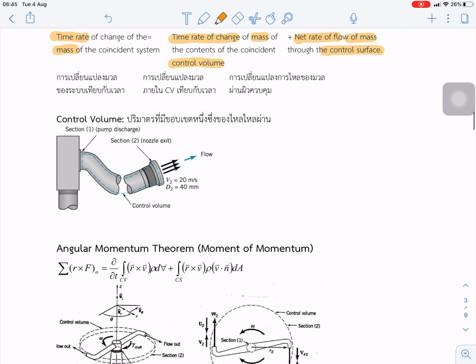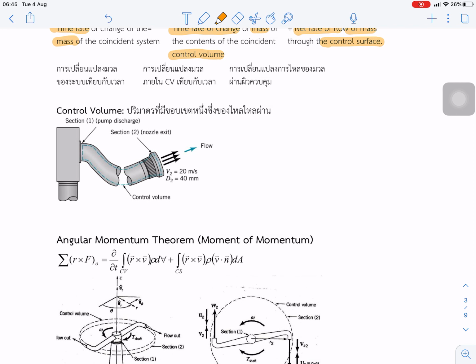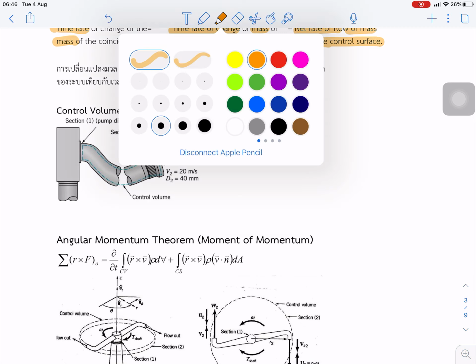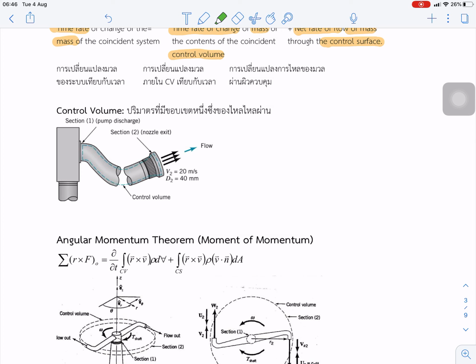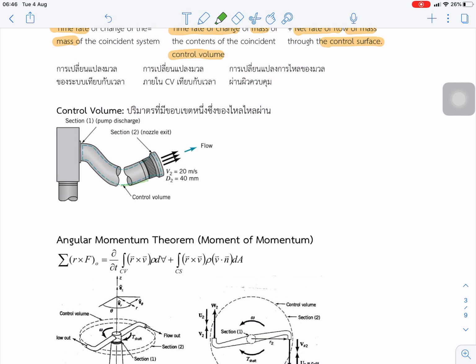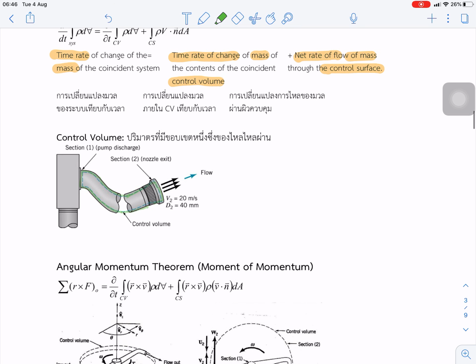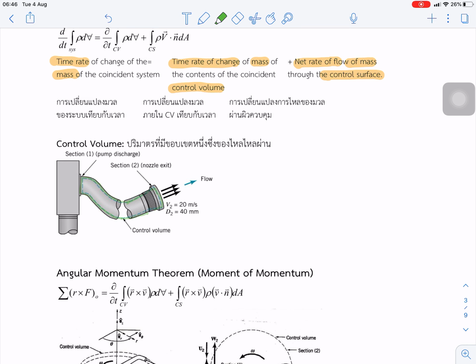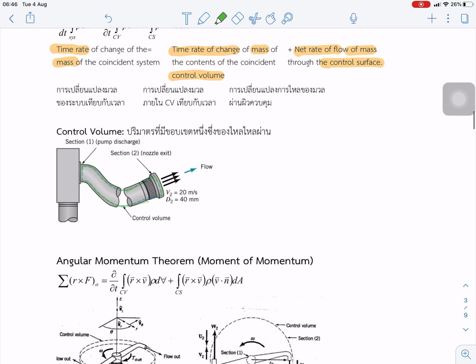And next, the keyword is control volume. So this is the control volume, the green line, that is the control volume. We use the control volume like the boundary of the free body diagram, and to think about and apply the Reynolds transport theorem for this boundary. After we identify what happened inside the control volume and on the surface of the control volume, we can make the free body diagram of the problems.